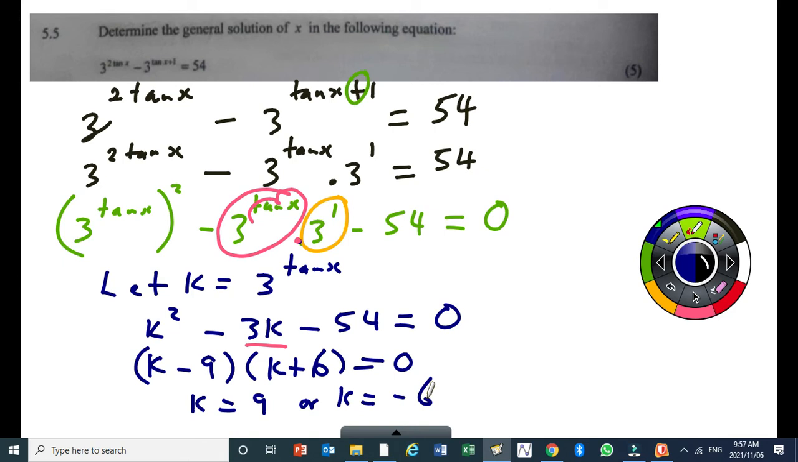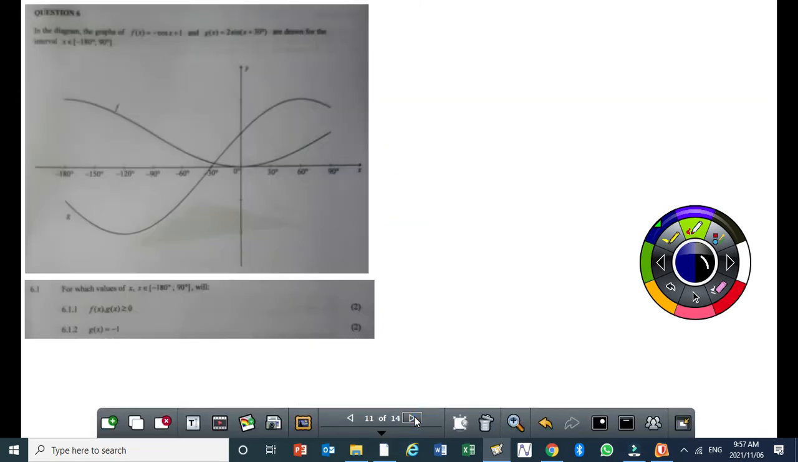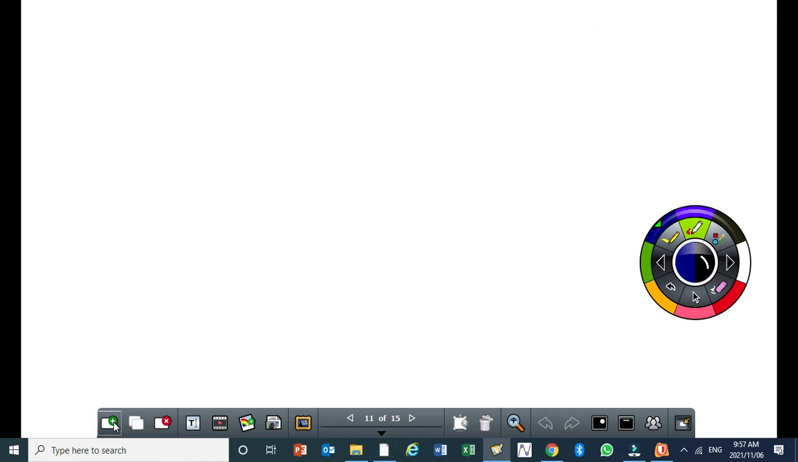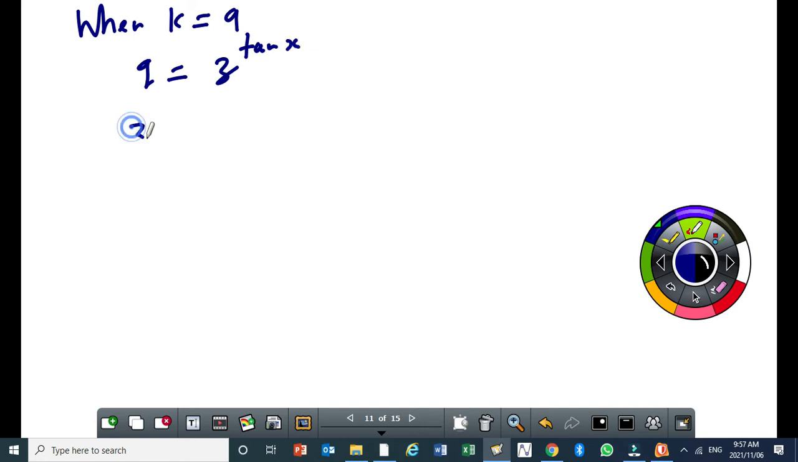Check again. I don't put a minus with 3. Okay, so from here now, I don't want this. Let me go back. So from here we now say when k is equal to 9, it means 9 is going to be equal to 3 to the power of tan x. You see that? Then you can write this as what?